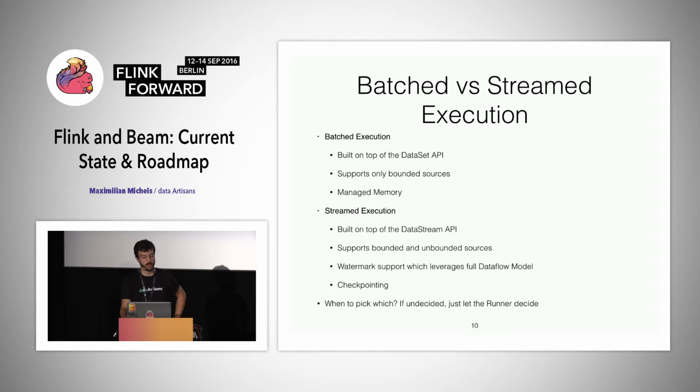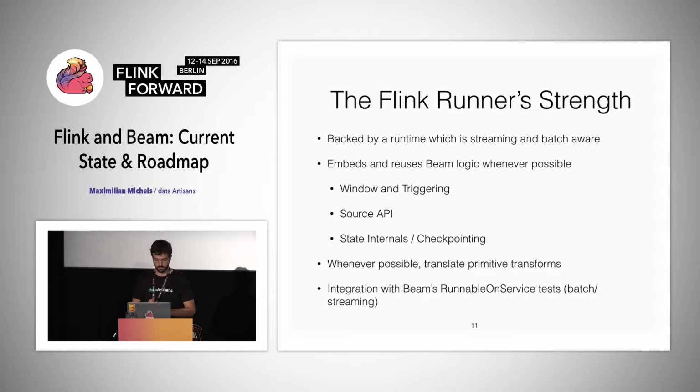execution. And on the streaming side, we use the DataStream API, which supports both bounded and unbounded sources, and it has support for the full Dataflow model, which includes watermarks, which you need when you have an unbounded stream, and it also integrates very nicely with Flink's checkpointing algorithm. And which one should you pick? Don't worry, actually the Flink Runner will just decide. If it finds an unbounded source, it will use the streaming mode. So what are the strengths of the runner?